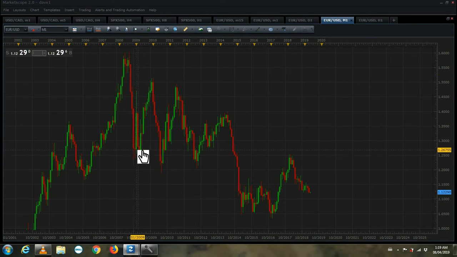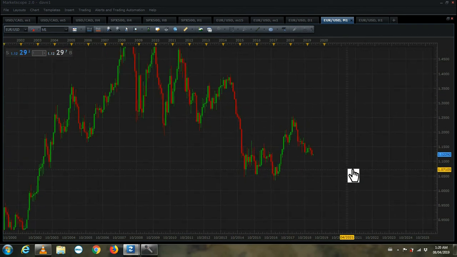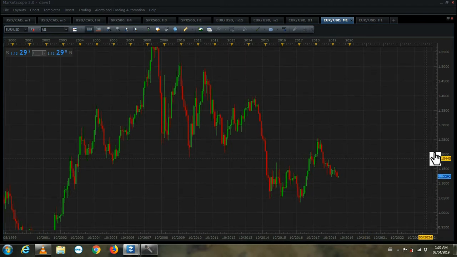Since this is 2008, this is the financial crisis right here. There's a bit of the rebound, the Bernanke bounce, and never really topped out. And then you had, you know, the PIGS and so on and so forth, and here we are right now.